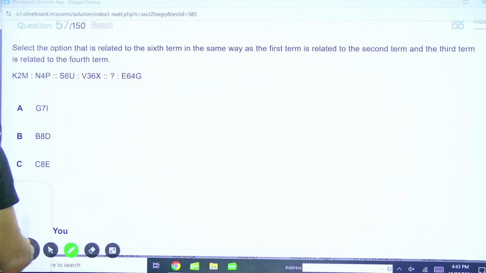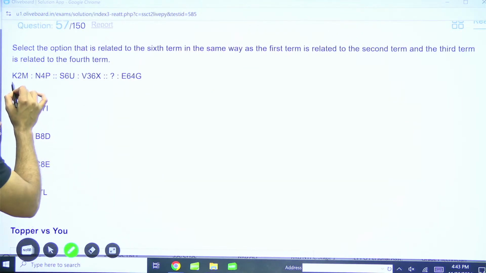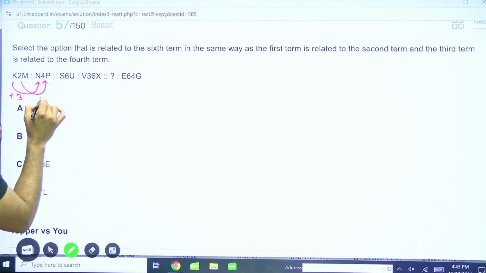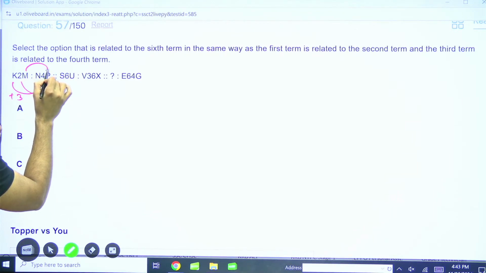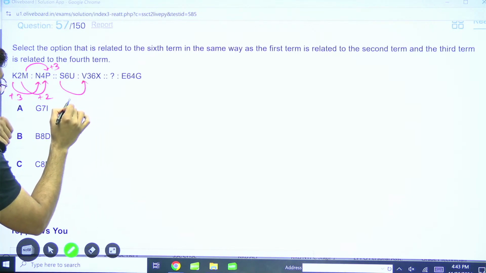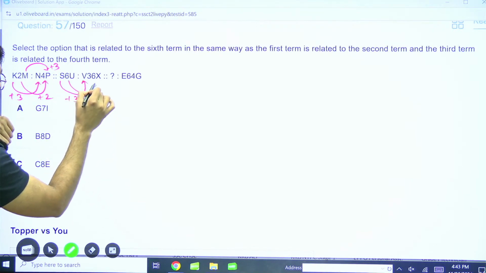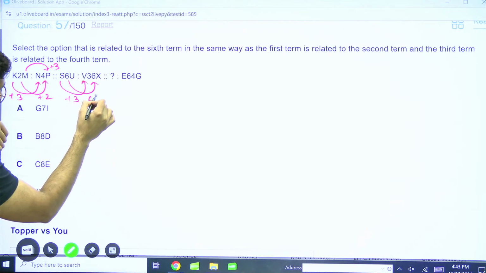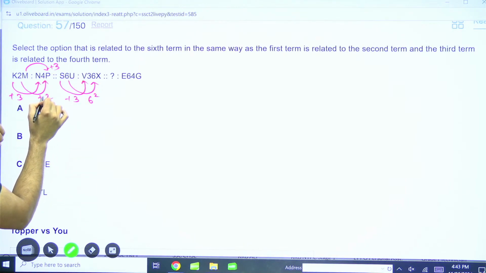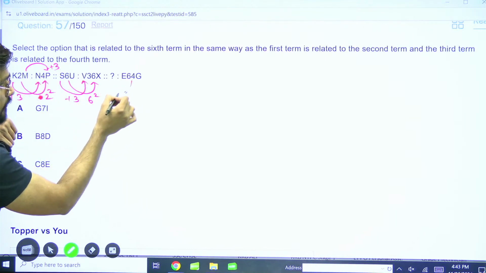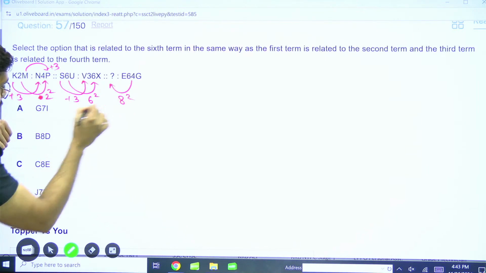27th question on our screen from the analogy. K to N plus 3, 2 to 4 plus 2, and M to P plus 3. Similarly, H to V plus 3, 6 to 36. I can say 6 square, and similarly I should say not plus 2, it is 2 square. So 64 is the square of 8. So the middle term should be 8.